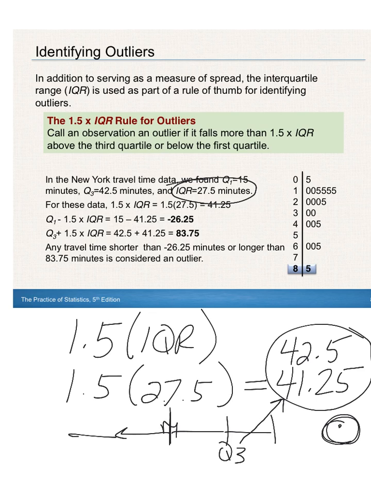So we are going to say that anything that is above 83.75 is considered an outlier. And that's true about this one. Okay? So it is mathematically, statistically an outlier. It looks like it might be, but it's also statistically, that's what we use. We use 1.5 times the IQR.